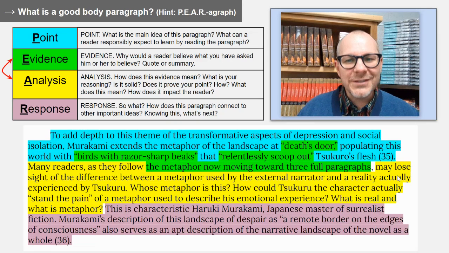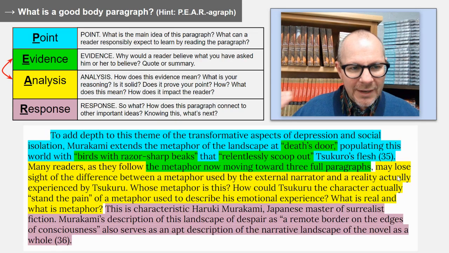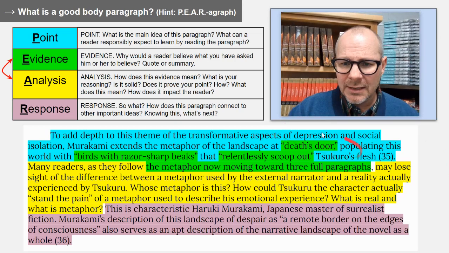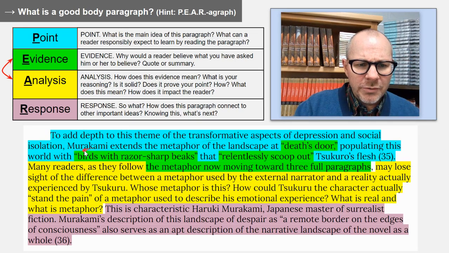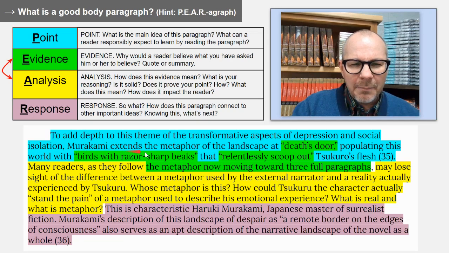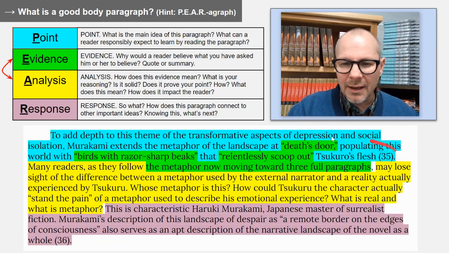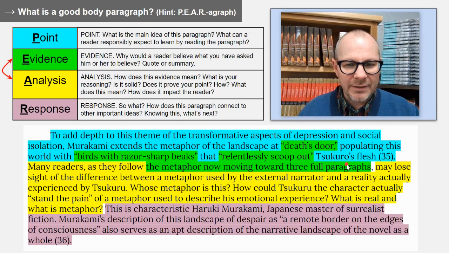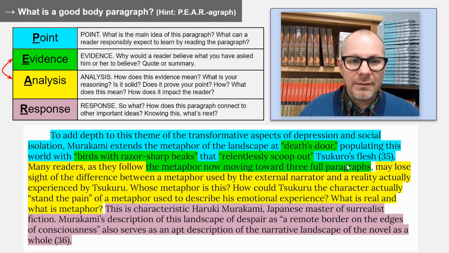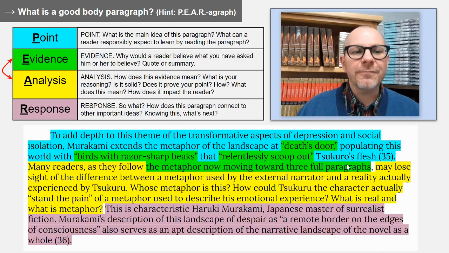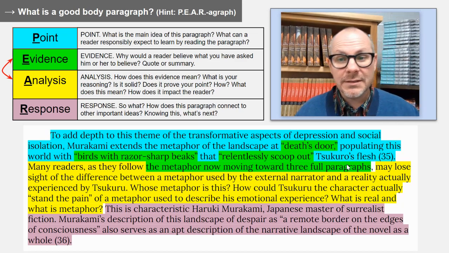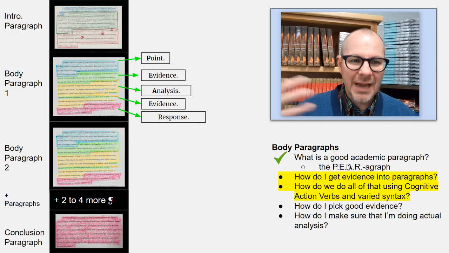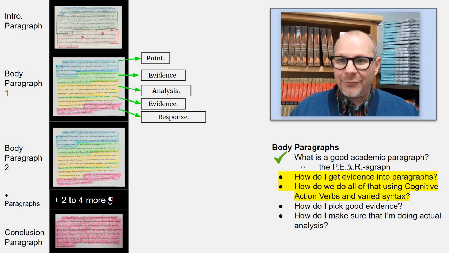So, a more sophisticated example, we can see that we have a point, evidence, analysis, and response, and there's some intertwining. So I have death's door right here as evidence, and birds with razor sharp beaks. But by naming it a metaphor of the landscape and talking about what it means, I've already begun the process of analysis, even in introducing the evidence, because it is defining. If you're defining, that's analysis. If you're saying this is a metaphor, that is an analytical activity because you are defining, you're naming. Paragraphs, silly.